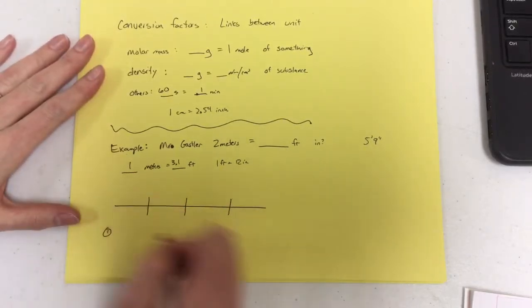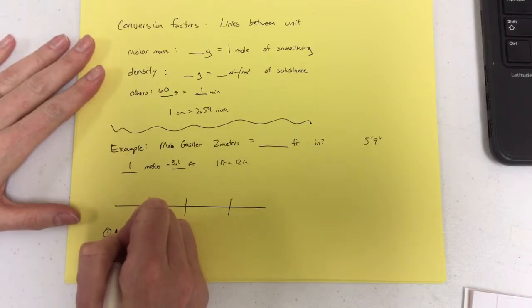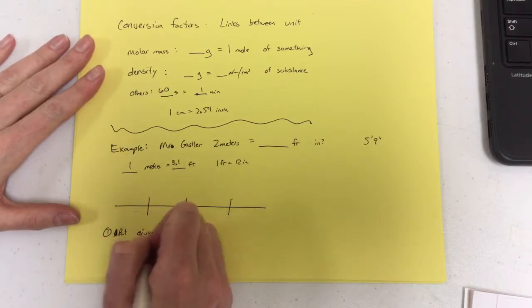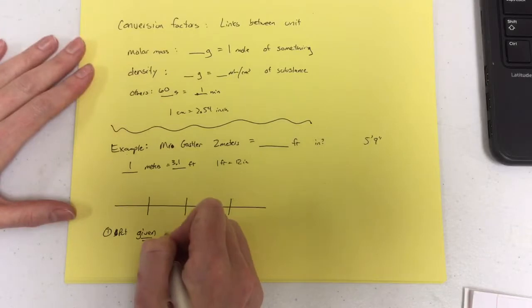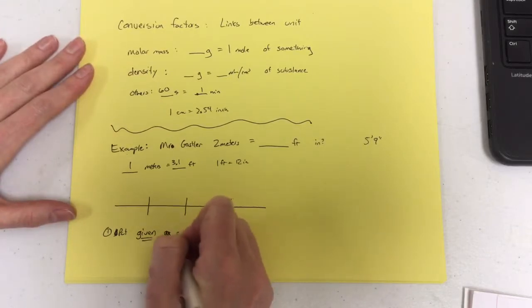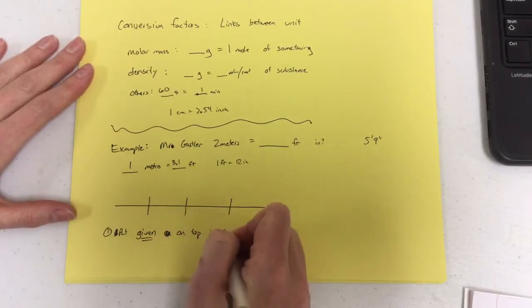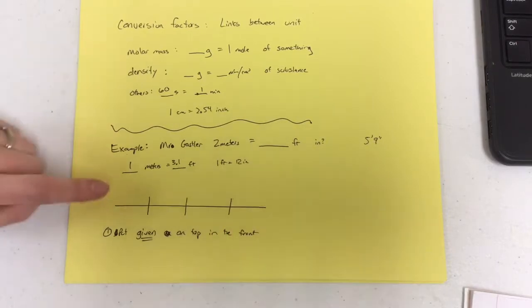And so the first thing that I do is I'm going to put my given, the thing that I'm converting, on top in the front. So I'm going to be sticking it right here.